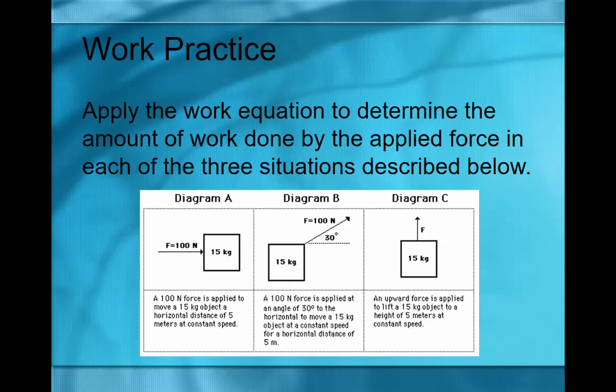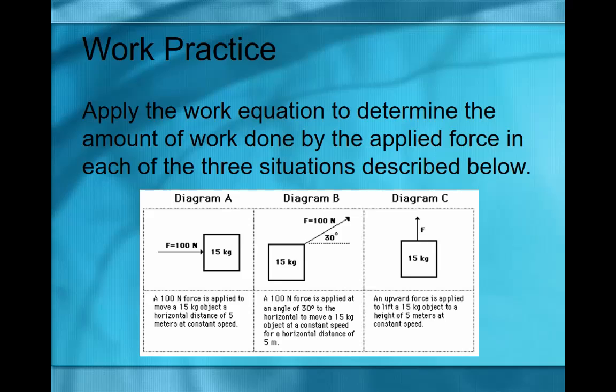All right. So let's look at some quick examples and then let's do some practice equations. Let's apply the work equation to determine the amount of work done by the applied force in each of these three situations described below. Let's start with diagram A. In diagram A, we are looking at a 100 newton force applied to move a 15 kilogram object a horizontal distance of 5 meters at a constant speed. Now, if we remember, when we calculate work, what's work equal to again? Okay. Work is equal to force times distance.